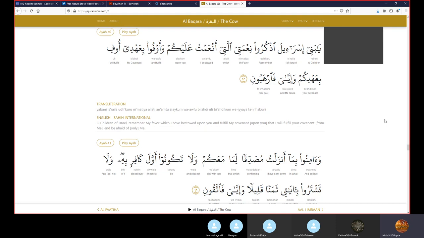Another thing to note, which is so beautiful, is that when it says Ya Bani Israel, some scholars have said that other than the Prophet Muhammad Sallallahu Alaihi Wasallam, Yaqub alayhis salam, or Jacob, was the only other prophet who had multiple names. Israel was another name given to him by Allah subhanahu wa ta'ala himself. So saying Bani Israel rather than Yaqub also reminds them that they are the servants of Allah, as we said.